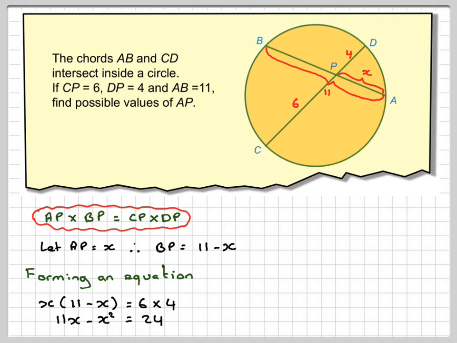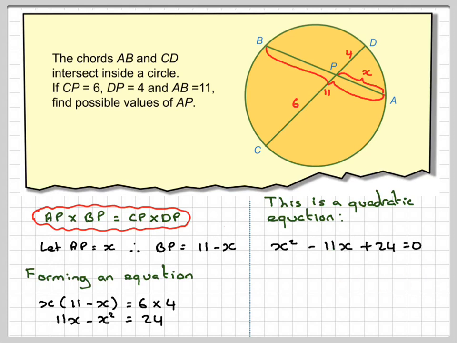Now this is a quadratic equation. So notice we've got a mixture of two things here in one question: a little bit about circle theorems, and forming and solving a quadratic equation. To solve a quadratic equation, we put it equal to 0. So we're going to add x squared to this side and take 11x. So we're going to have x squared minus 11x plus 24 is equal to 0.